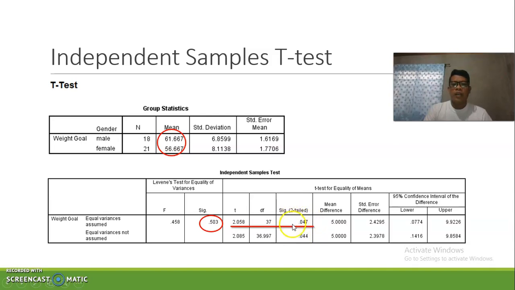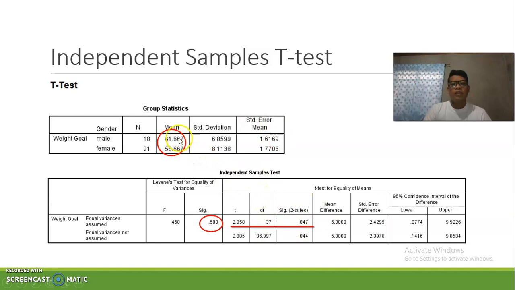If the p-value is less than the 0.05 level of significance, it means there is a significant difference. This is our point of reference in any kind of inferential statistics. The significant value, or what we call the p-value, is our basis for whether there is a significant difference or not in our inferential questions. So again, since this is less than 0.05, we can say that there is a significant difference between the weight goal of the male and female participants before the activity.